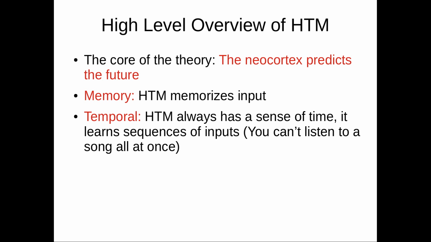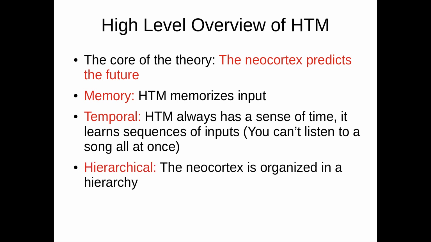There's no such thing as batch learning going on here. The example Hawkins likes to use is that you can't listen to a song all at once. Even if I played all the notes in 1 second, you wouldn't understand it. There has to be pauses. The notes have to come before and after each other. It has to be a temporal stream over time. And he says this is happening everywhere in the brain. The brain needs this concept of time. And finally, hierarchical. That the neocortex is organized in a hierarchical fashion. There's quite some evidence that something like this is going on in the brain.